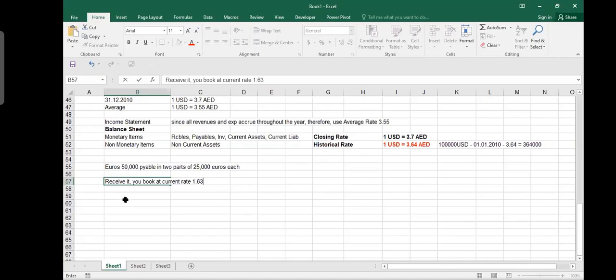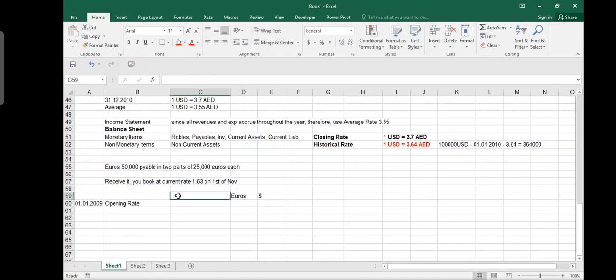So you receive it on 1st of November. On 01, whatever the date is, let's call it 2009. You make your liability at the opening rate. You've got a euro invoice here, and you've got dollars where you book. Your rate between dollar and euro was 1.63. So euros are 50,000, and it will make you 30,674 or 75 USD. This is your liability. This is your books, okay? The date should be 2008, sir.